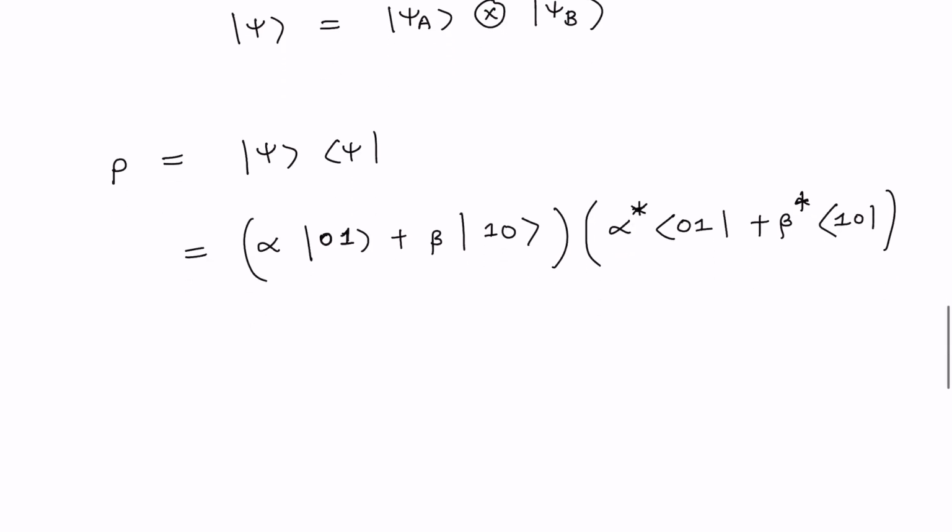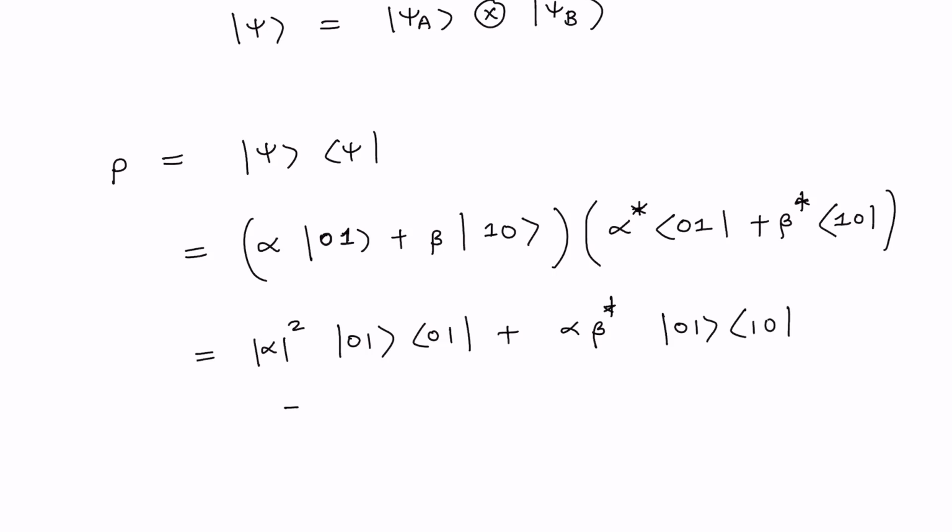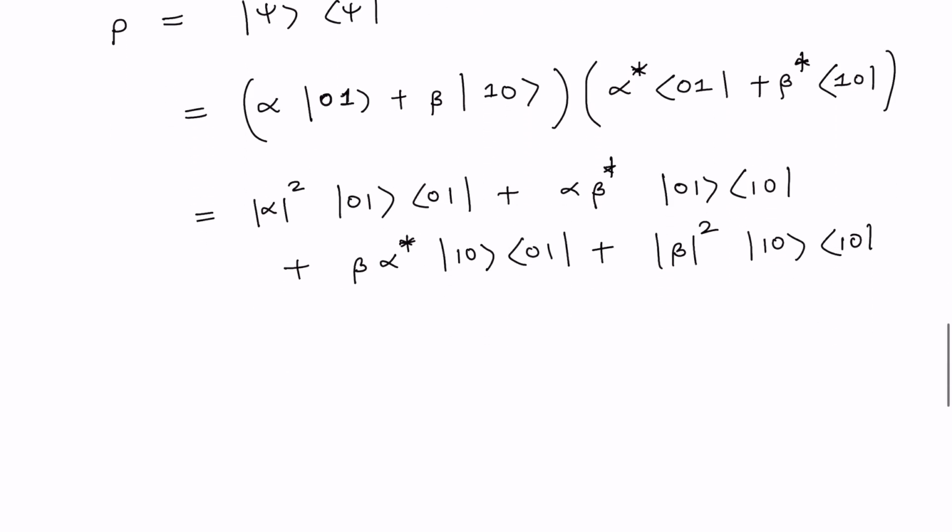And if I open it up, I am going to get |alpha|² |0⟩|1⟩⟨0|⟨1| plus alpha beta* |0⟩|1⟩⟨1|⟨0|, and I will have beta alpha*, you can easily make it out yourself, |1⟩|0⟩⟨0|⟨1| plus |beta|² |1⟩|0⟩⟨1|⟨0|. Alright, so this is what is going to be the density operator for this whole system.